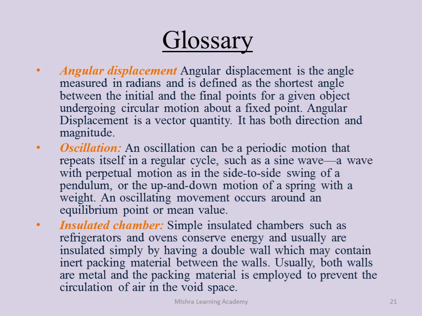Then insulated chamber. Simple insulated chambers such as refrigerators or ovens conserve energy and usually are insulated simply by having a double wall, which may contain inert packing material between the walls. Usually both walls are metal and the packing material is employed to prevent the circulation of air in the void space.